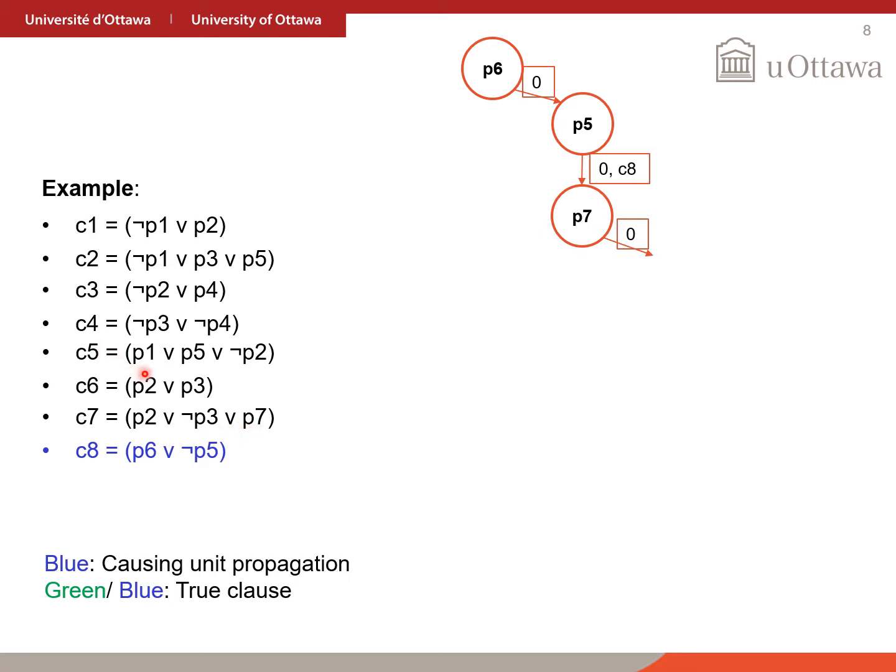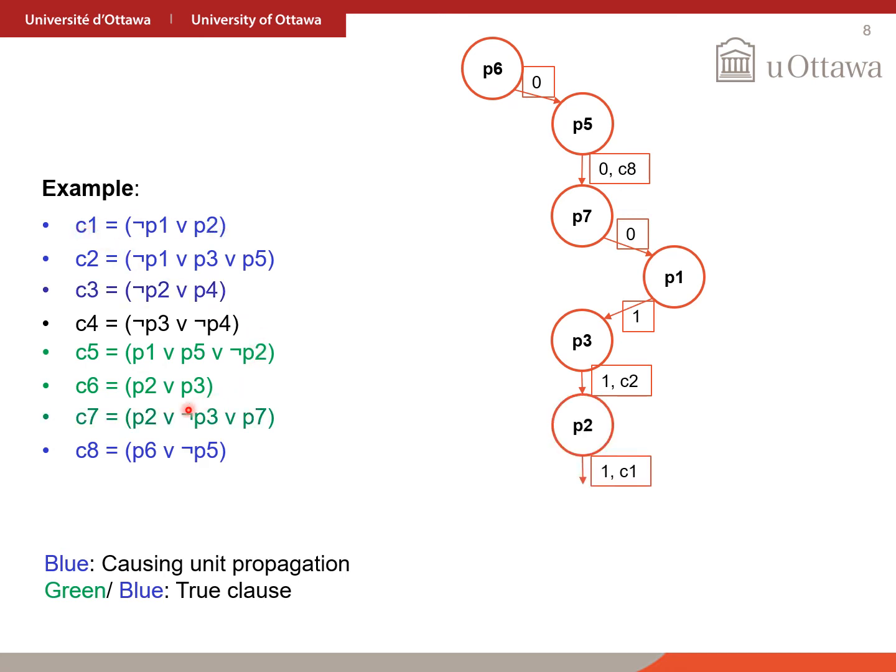So I'm arbitrarily taking another variable P1 and assigning true to it. This makes clause C5 true, and at the same time it makes clause C1 and clause C2 unit clauses, because in clause C2 we have already assigned P1 true, so negation of P1 is false, and P5 has already been assigned false, so P3 has to be true. Based on this assignment, clause 6 becomes true, and based on the assignment of true to P1, clause 1 is a unit clause, so P2 has to be true.